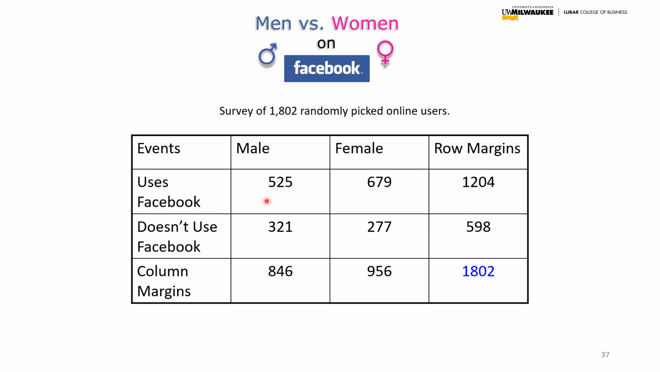We can add across a given row to get row totals. So this would be the total number of users that use Facebook. We can add down the column. Here, adding down the male column, we find 846 users are male. And if you add up all the cells inside the contingency table, or add down the row margins, or add across the column margins, all will arrive at the same total of 1,802.